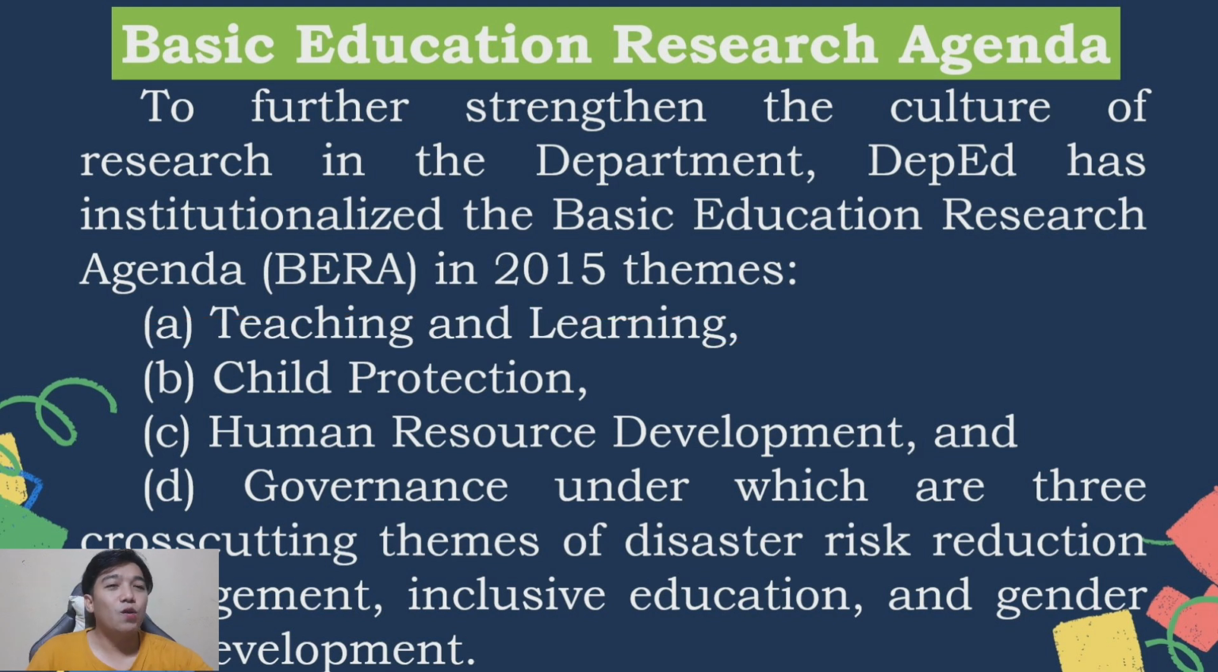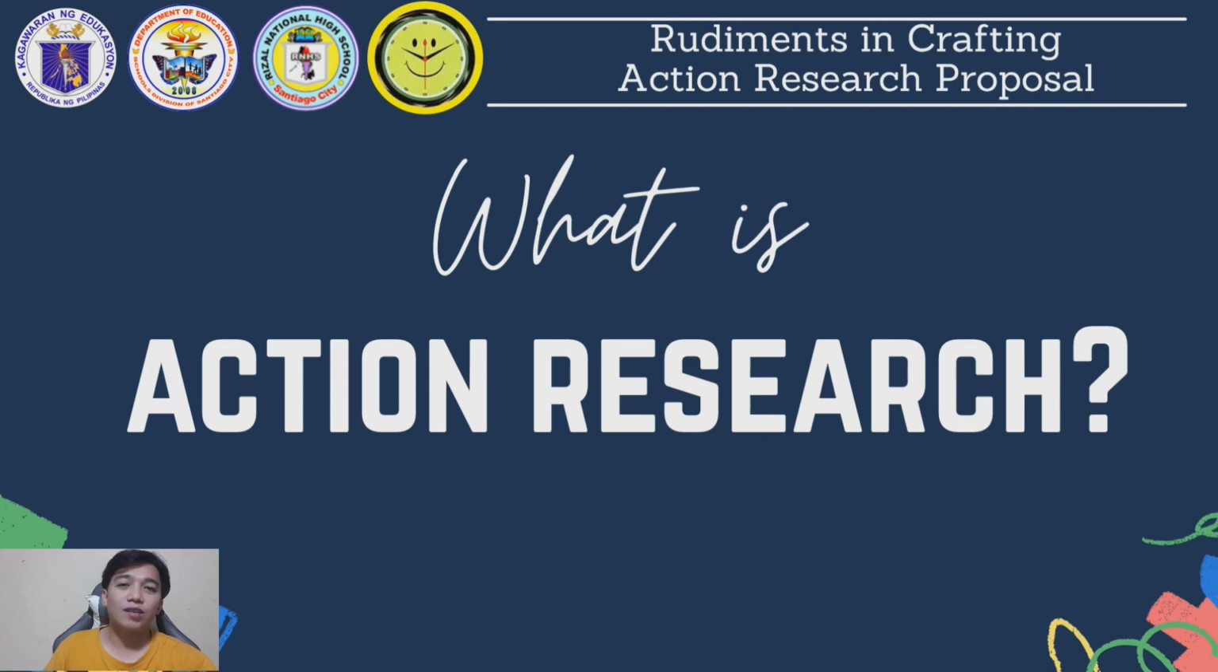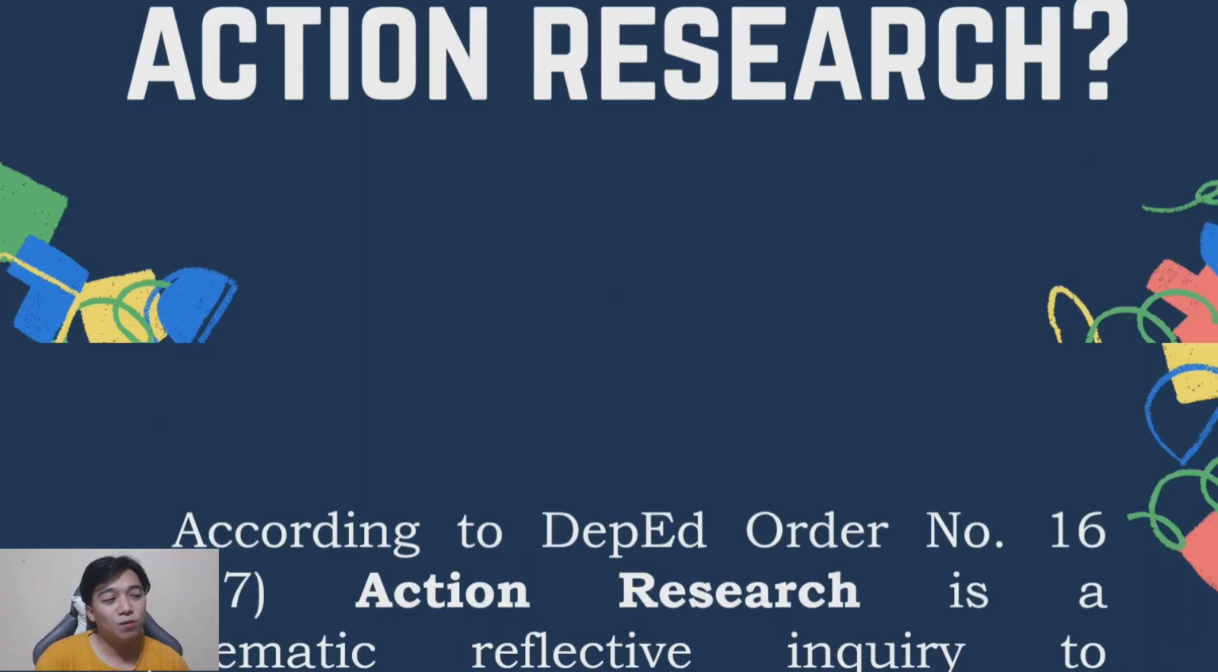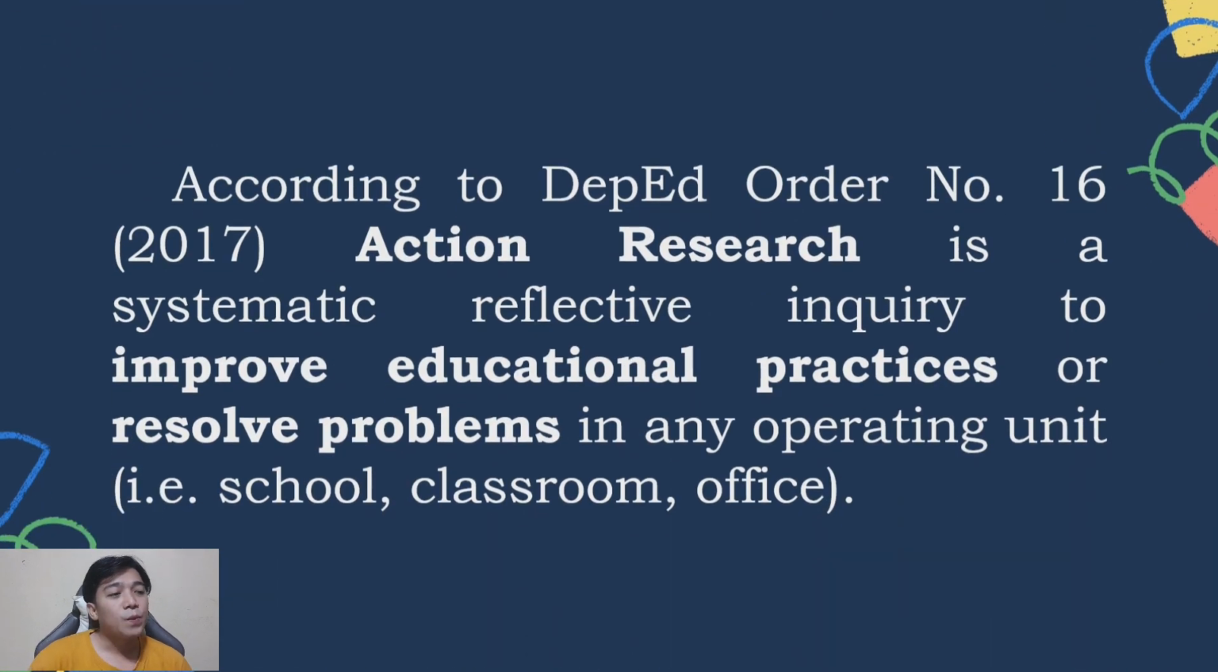Okay, so what basically is an action research? Ganito yun. An action research is actually designed to target the problem that is happening inside our classroom as a subject teacher. Okay, according to DepEd Order number 16 in 2017, action research is a systematic reflective inquiry to improve educational practices or resolve problems in any operating unit, be it in school, classroom, or in an office. So for us classroom teachers, our context will be the classroom.